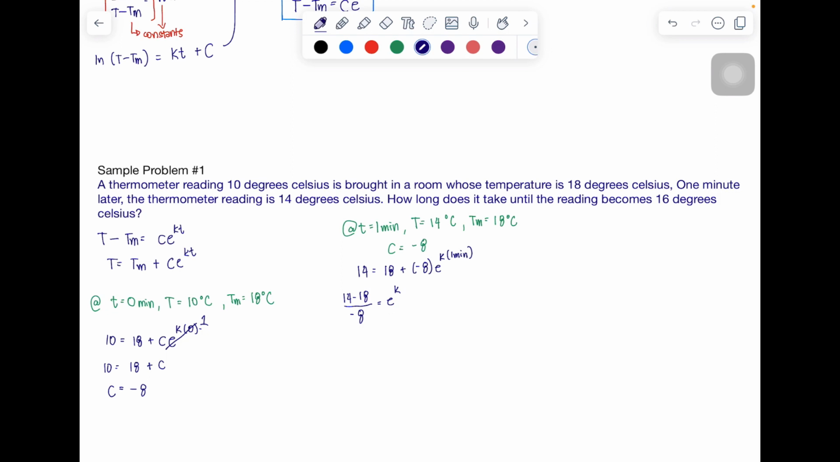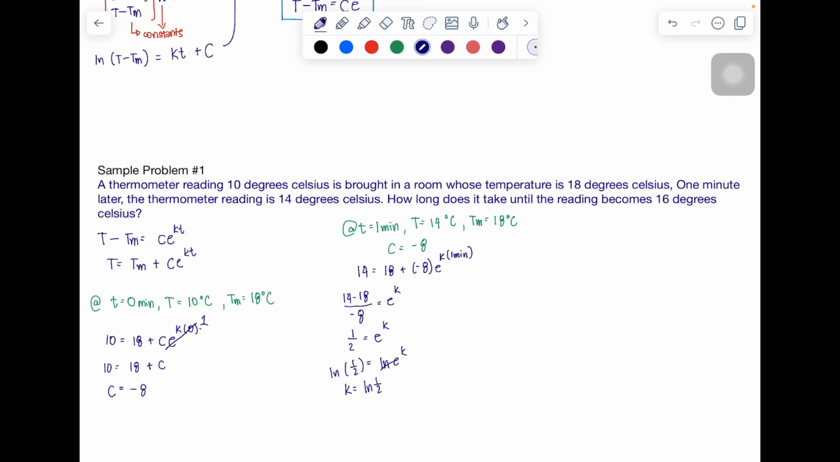So the right side of the equation, what is that? That is negative 4 over 8, so that is 1/2. 1/2 is equal to e to the k. Okay, let's subject both sides to ln. So we have ln of 1/2 is equal to ln e to the k. This cancels out, and so k is ln of 1/2.